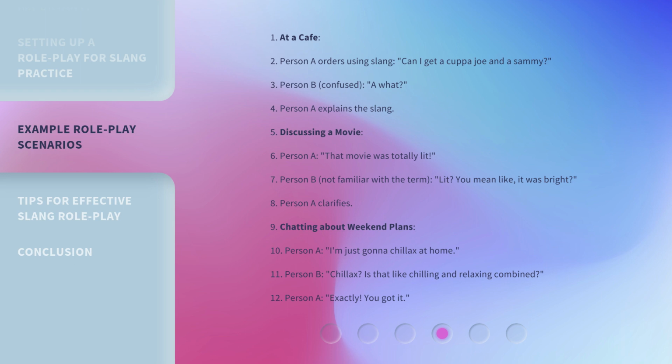9. Chatting about weekend plans. 10. Person A. I'm just gonna chillax at home. 11. Person B. Chillax? Is that like chilling and relaxing combined? 12. Person A. Exactly. You got it.